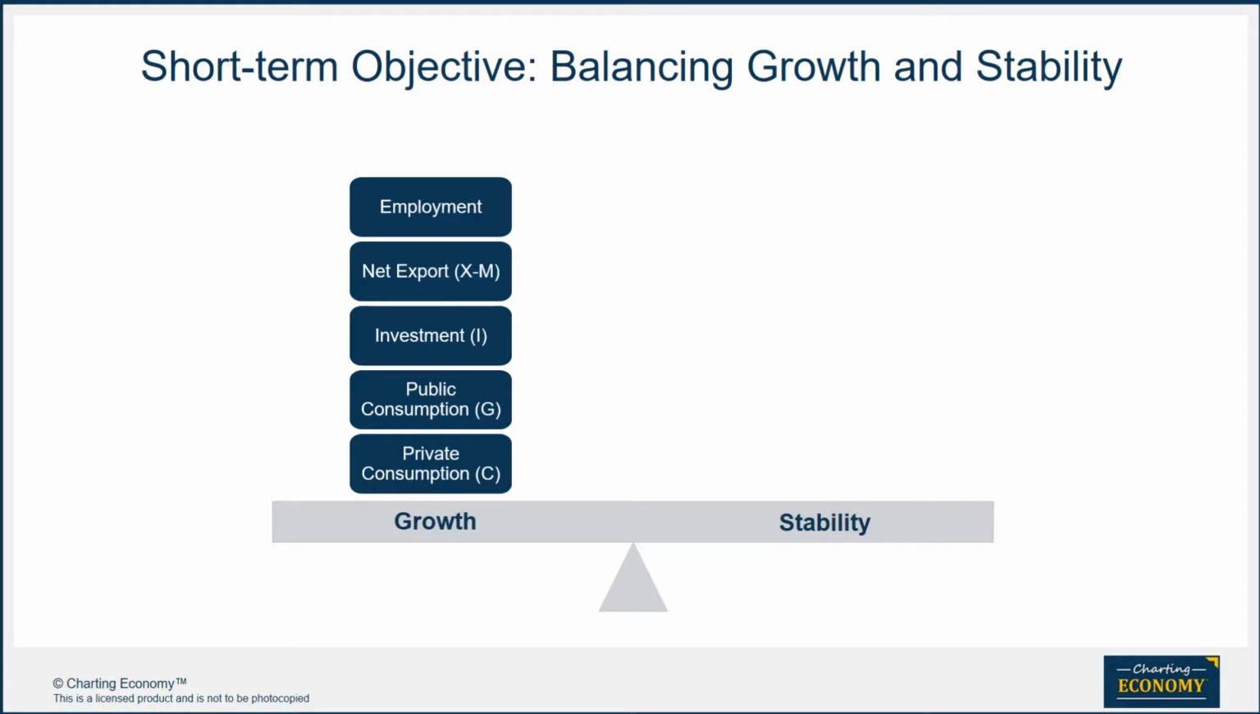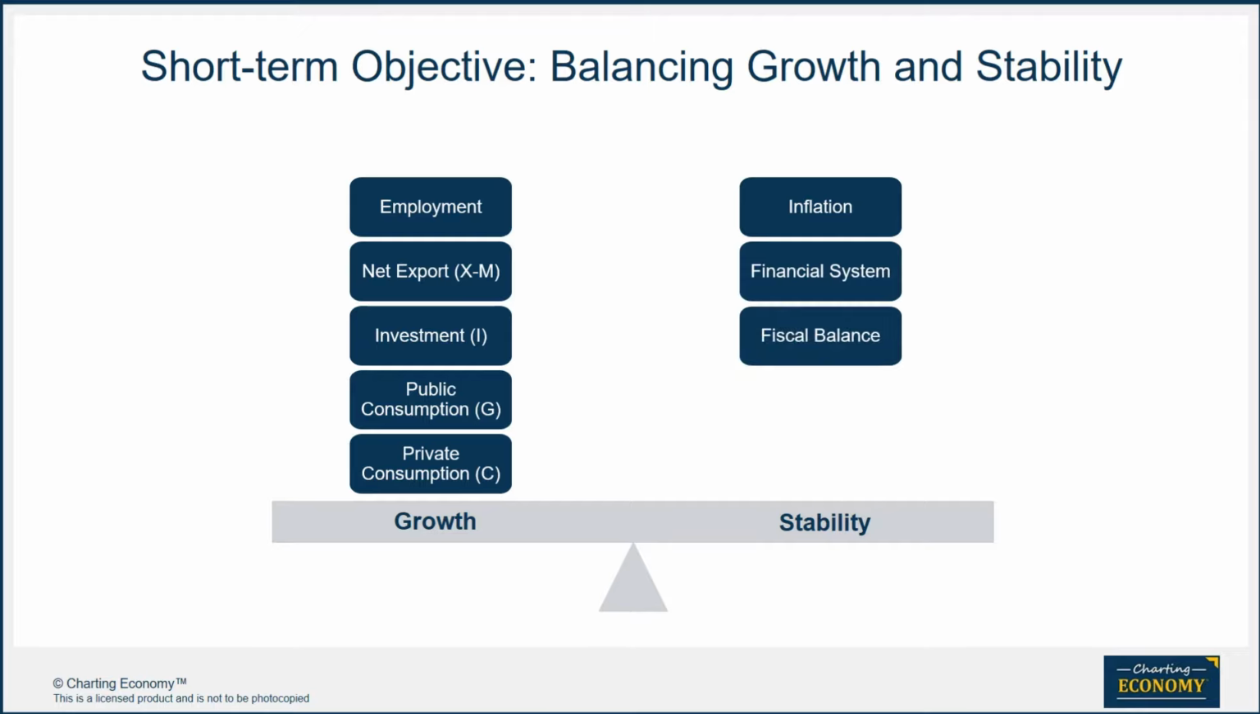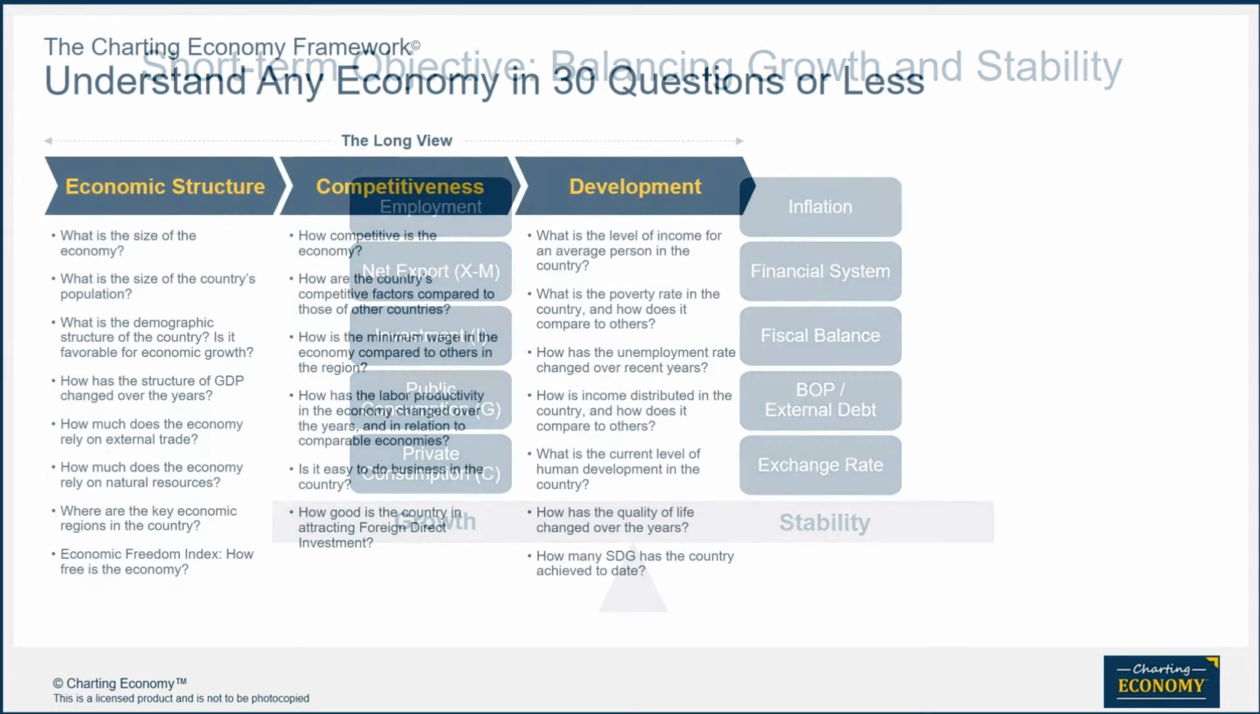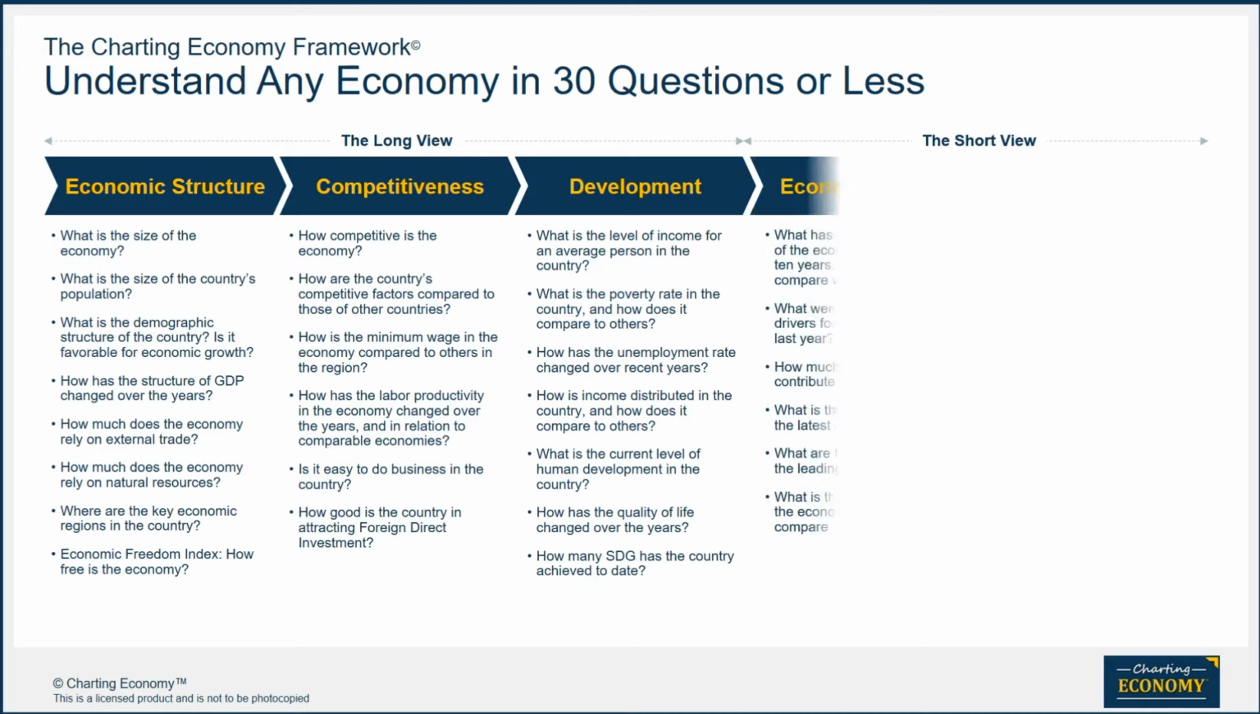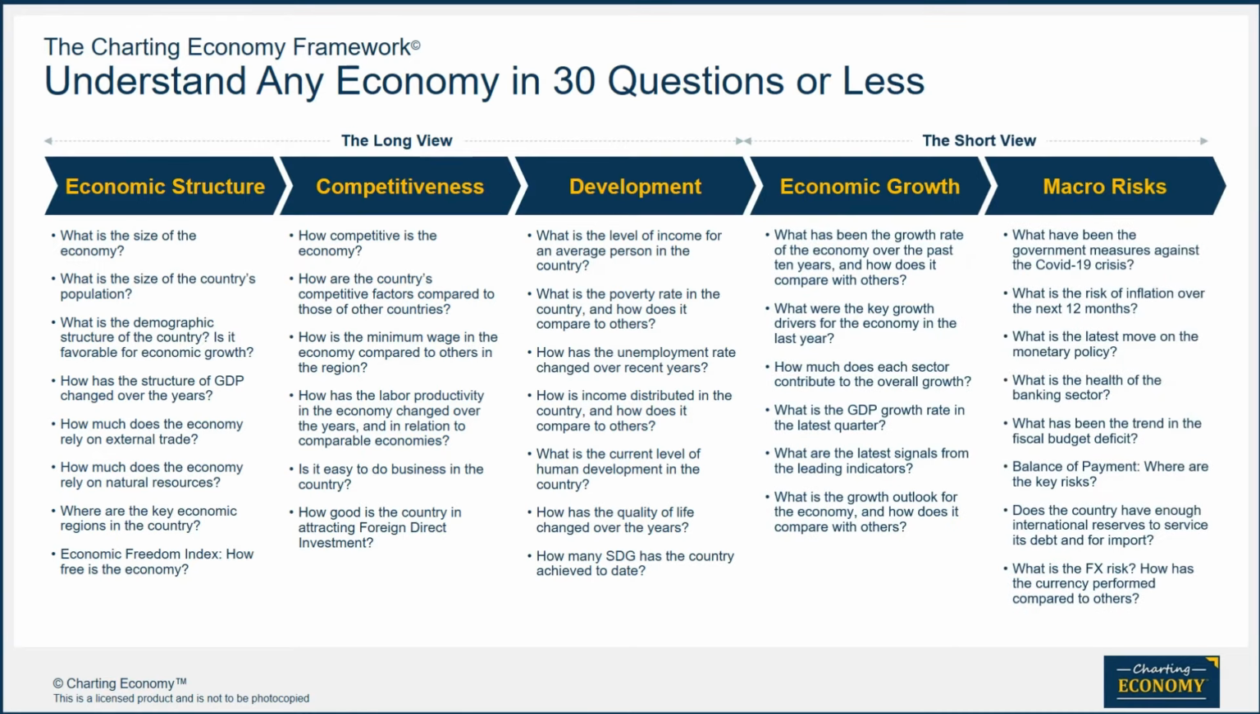On the other side, policymakers have to watch out for inflation and other macroeconomic stability issues, such as the financial system's health, fiscal health, balance of payment, and the exchange rate. As spectators, we ask questions about these issues and only pick relevant indicators that help answer them.